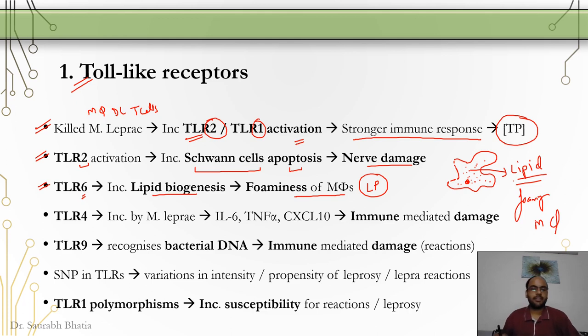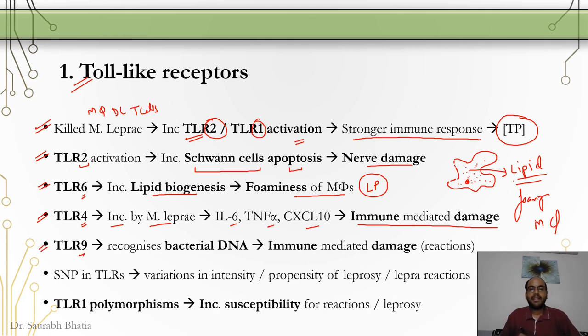Foamy macrophages. Coming to toll-like receptor 4, they are increased by M. leprae and it leads to TNF-alpha, CXCL10. These are all inflammatory cytokines, and while these inflammatory cytokines are there to kill the M. leprae, they also damage the surrounding structures, leading to immune-mediated damage.